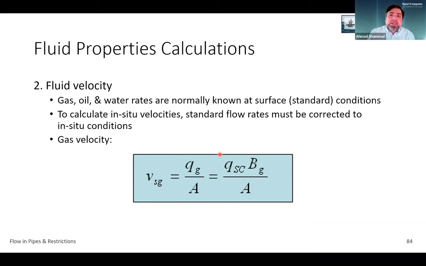If we talk only about, let's say, liquid and gas, sorry, assuming that oil and water are moving in the same phase, then what we do basically, we can define the superficial gas velocity by the flow rate of the gas at in situ conditions divided by the overall area. And how we get that? Well, basically, we get the gas flow rate at standard conditions times BG, which is the formation volume factor of the gas, divided by the overall area. Why it is superficial? Because we know that when we have two-phase flow, right, we have a portion of the area occupied by gas, a portion of the area occupied by liquid, and that's why we cannot really divide by the overall area. That's why we call it superficial, okay? So this is the superficial gas velocity.